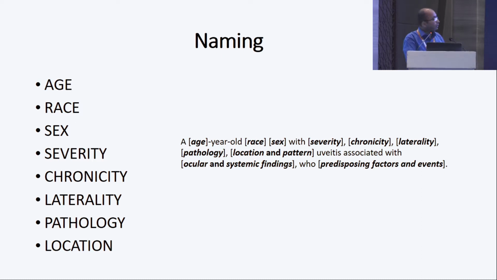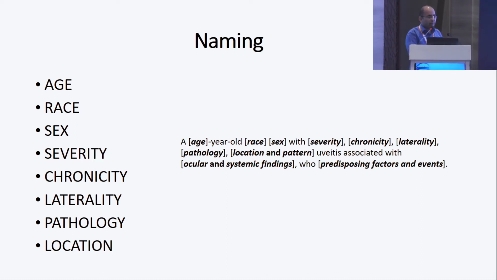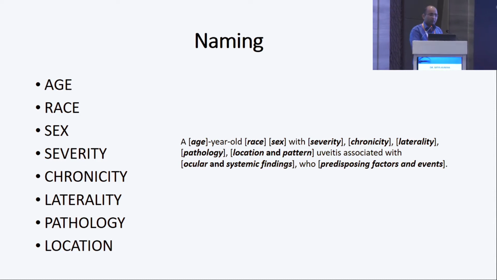We have to pay attention to the age, as certain diseases present at a certain age. Then pay attention to race, the gender of the patient, the severity of the disease, the chronicity, whether the disease is unilateral or bilateral, and whether the pathology is granulomatous or non-granulomatous. Then look into the location and the pattern of uveitis associated with ocular and systemic findings. If we go in this step ladder pattern in naming, we can describe the disease first.